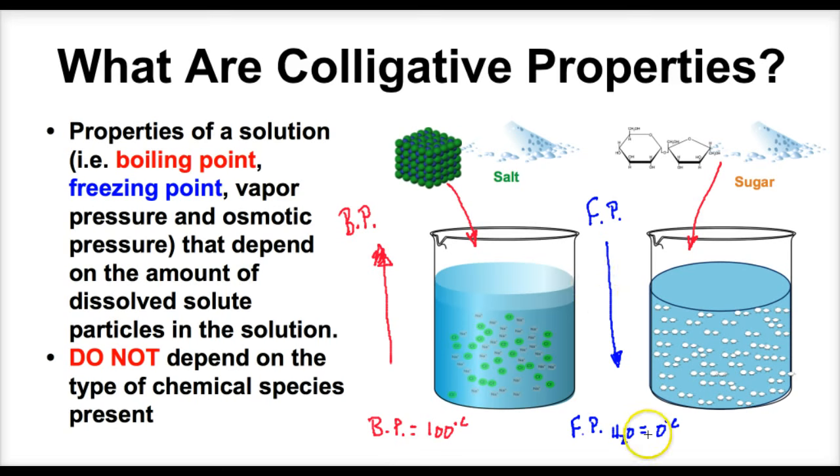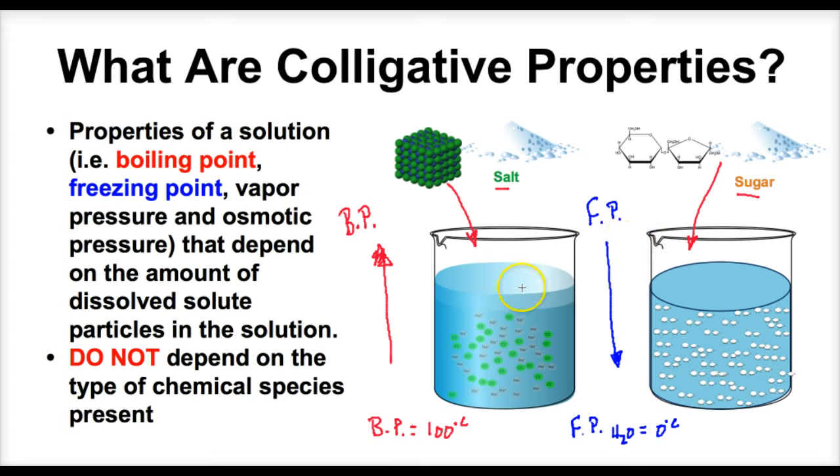The freezing point of water is normally 0 degrees Celsius. However, once we start dissolving stuff in it, whether it be salt or sugar, ionic compounds, or polar covalent compounds, the freezing point is going to decrease. So this solution is no longer going to freeze at 0 degrees Celsius. It might freeze at -5 degrees Celsius or -6 degrees Celsius, depending on how much dissolved solute is in the solution.